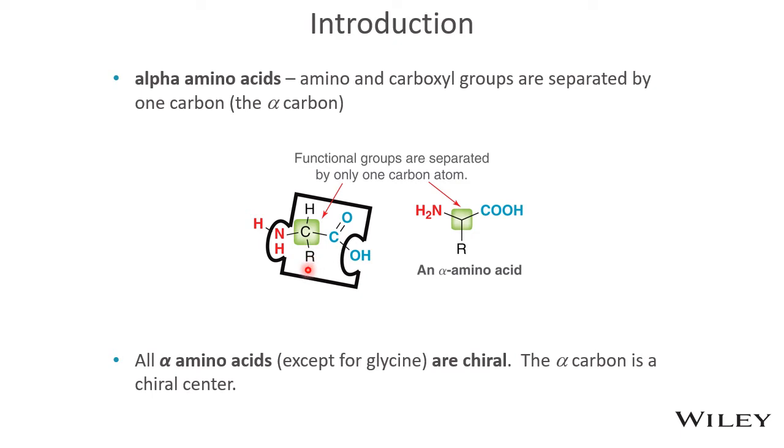Now the only non-chiral amino acid is glycine, and that's when the R group is replaced with a hydrogen. So since the carbon would be attached to 2 of the same things, it would make it achiral.